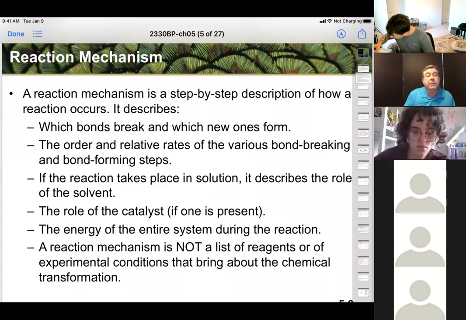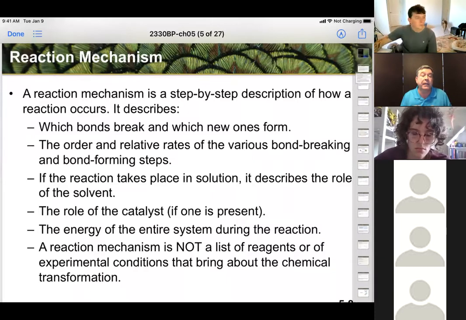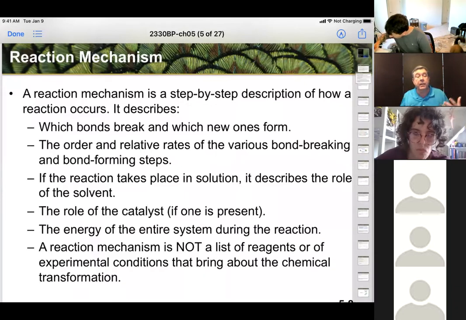If the reaction takes place in solution, we're actually going to have to pay attention to that because sometimes the solvent can control the reaction, making it easier or harder to progress. And there's also an opportunity to have a material known as a catalyst. That can lower the activation energy, making the reaction run more efficiently and more completely and faster. And then the entire system is basically the ebb and flow of energy. So we're looking for the energy going from the beginning to the end. A reaction mechanism is not a list of ingredients or the experimental conditions for the transformation. It's what happens when you pour everything into the flask and see it change.